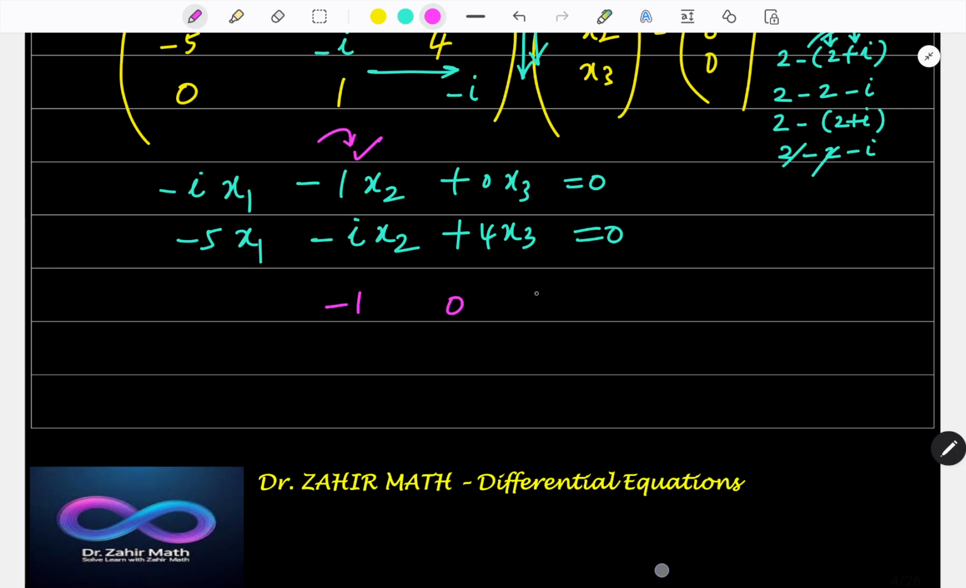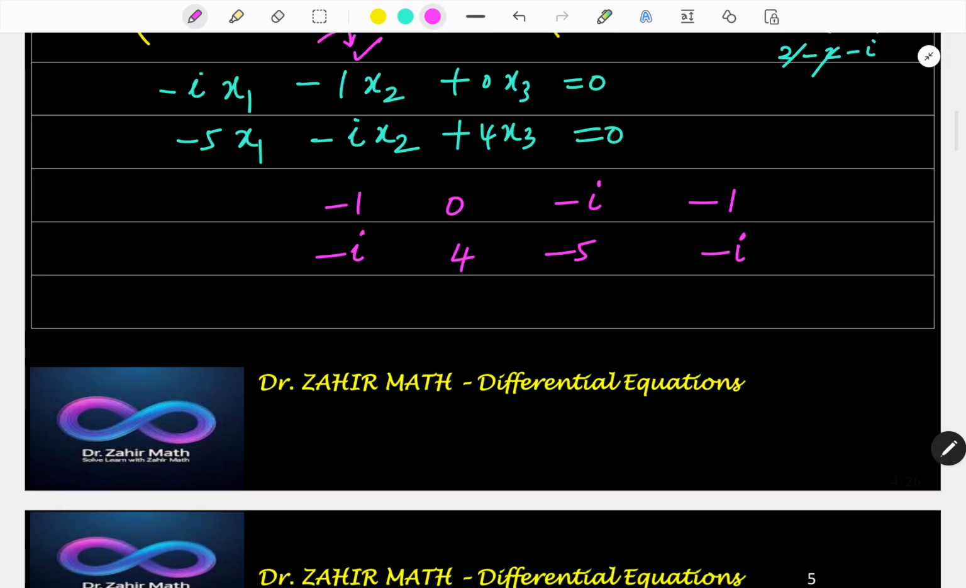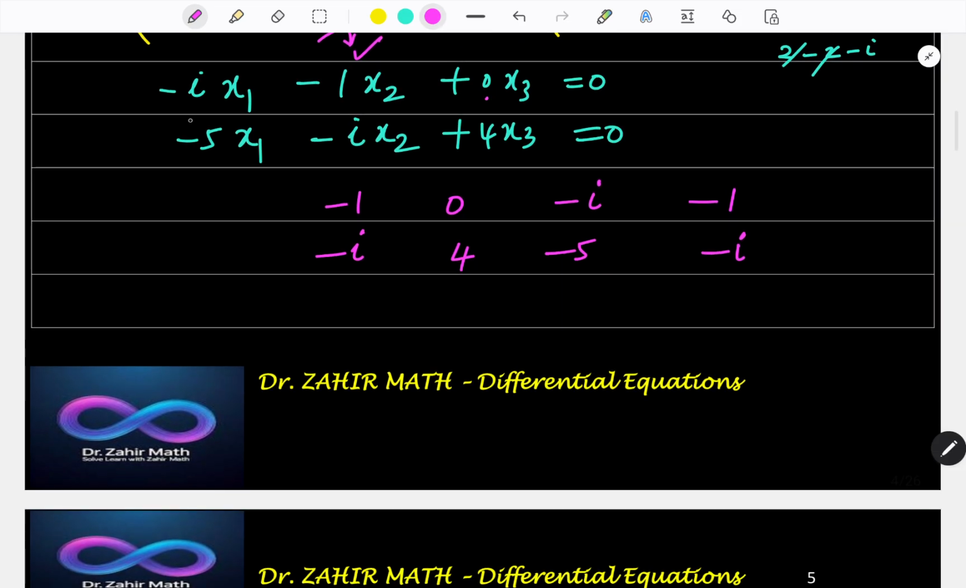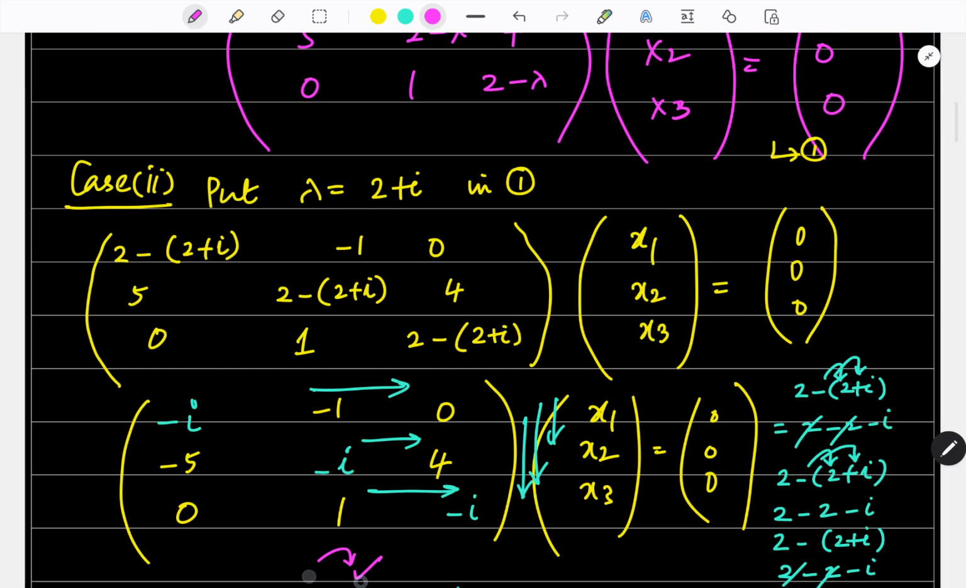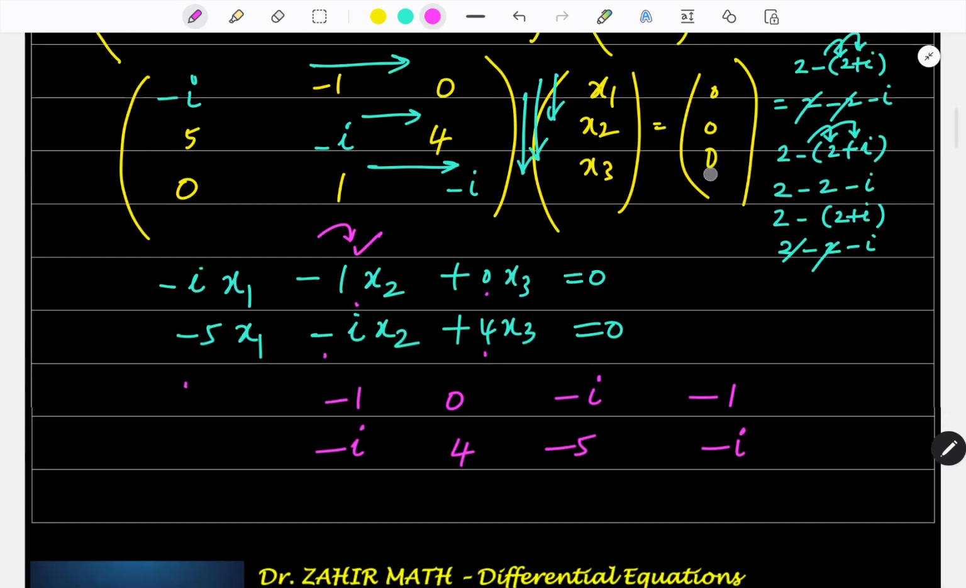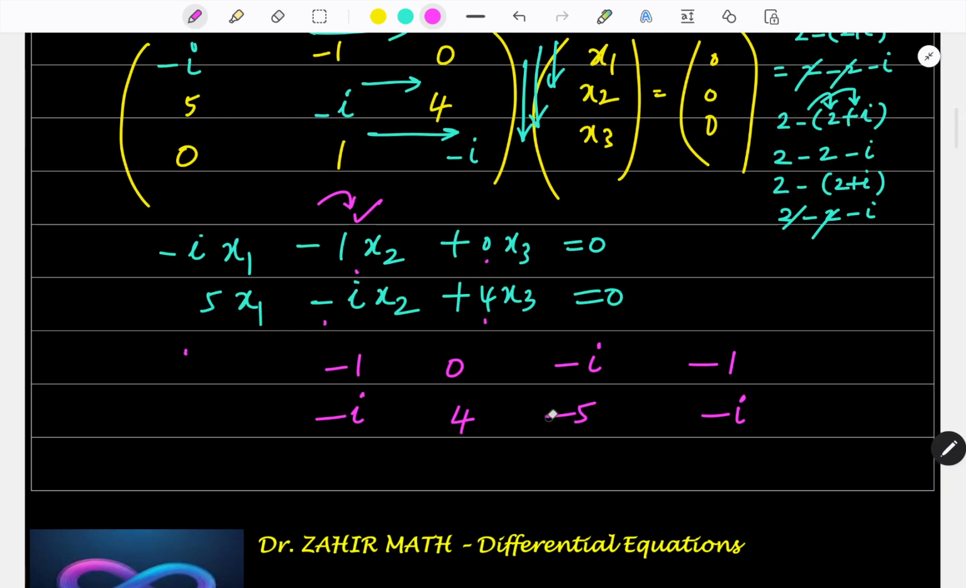So minus 1, 0, minus i, minus 1. Minus i, 4, minus 5, minus i. Okay. Right, again I'll repeat. Minus 1, 0, minus i, minus 1. Minus i, 4, minus 5, or plus 5? So I think plus 5, sorry. This is plus 5. Okay, right. Plus 5, it is not minus 5, it is plus 5.